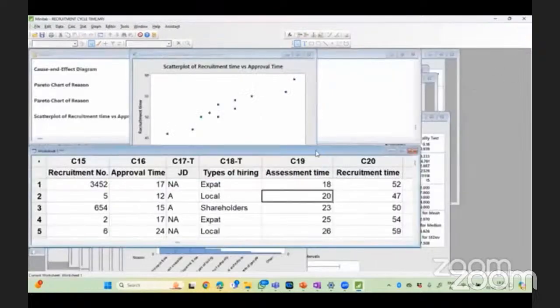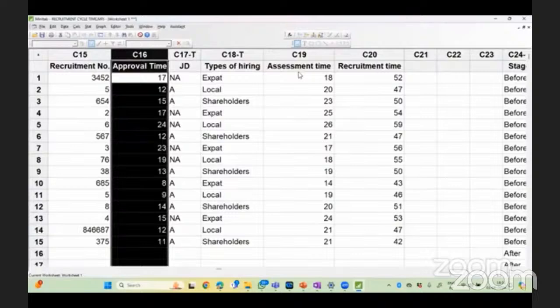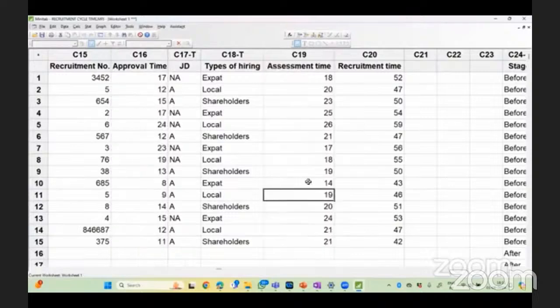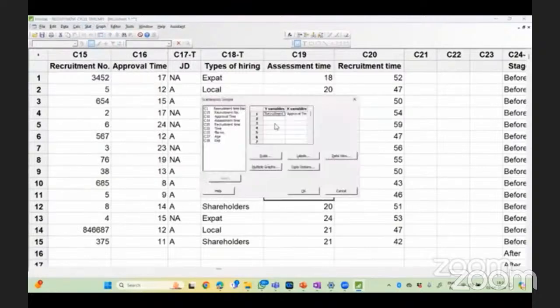Okay, so I got one root cause, which is approval time. Now let us look at assessment time. Assessment means time taken to assess the candidate. Is it affecting my recruitment time? Okay, let us see. I will just take assessment time.